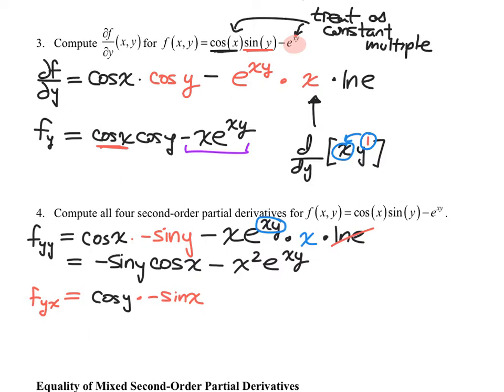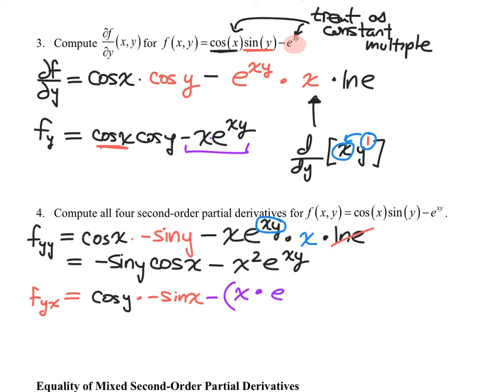Because x is the variable of interest, and what I'm looking at is the product of two functions, x and e to the xy. In the other context, when I was differentiating with respect to y, that x was treated as a constant multiplier. So yeah, I could have used product rule, but when I went to take the derivative of the constant, it would have gone to 0 anyway, right?